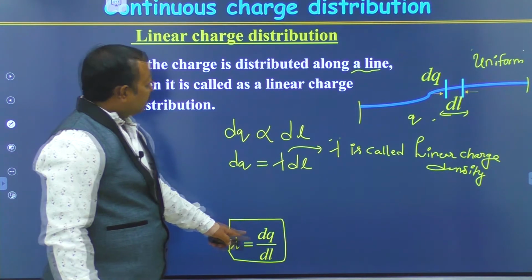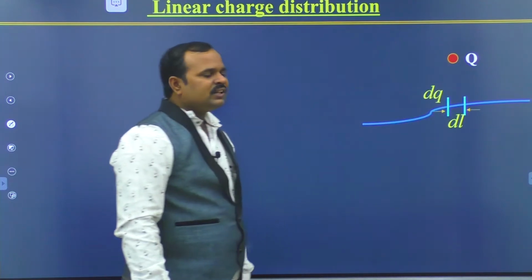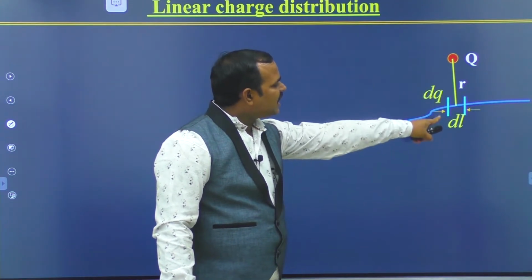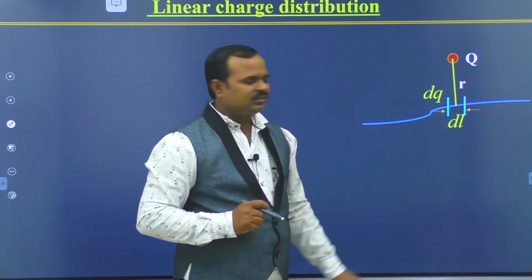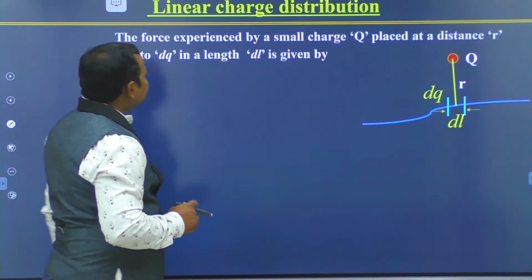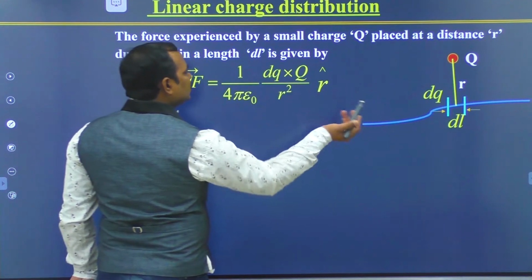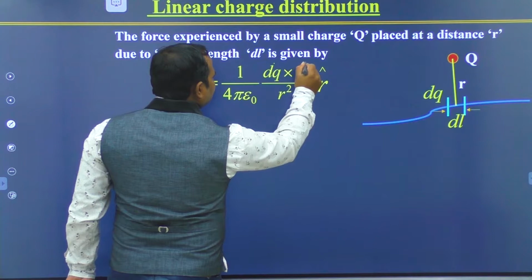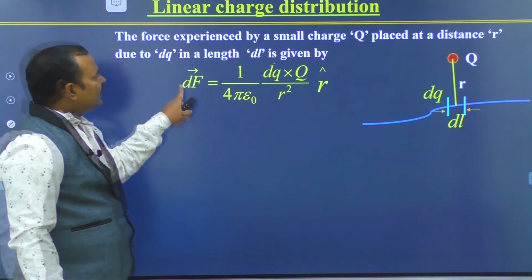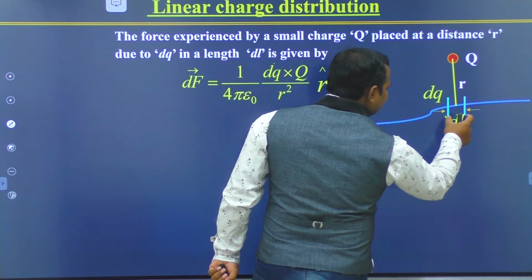Now, if you want to find the force experienced by this unit charge q at a distance r from the small charge dq within the length element dl, we can simply write the force dF is equal to 1 by 4 pi epsilon naught, according to Coulomb's law, Q1 Q2 by R square. Q1 is dq, Q2 is q, and the distance is r. Now this is only the force experienced by this charge because of the charge present within this length element.